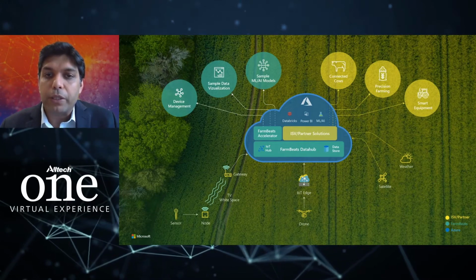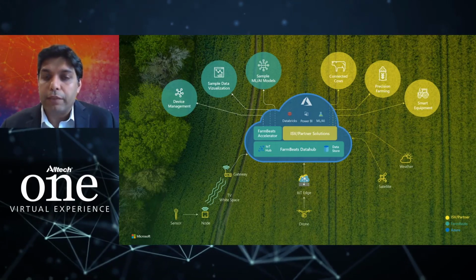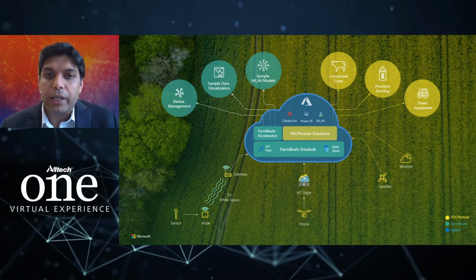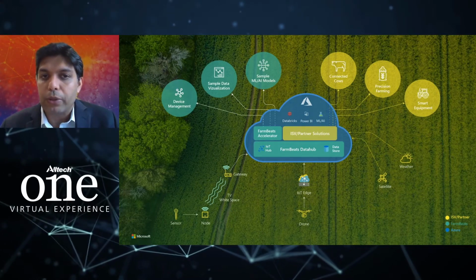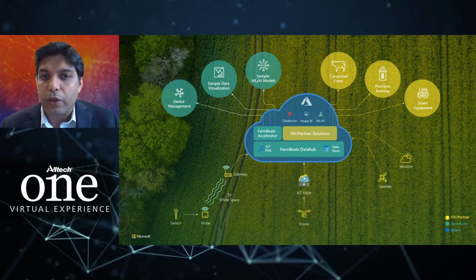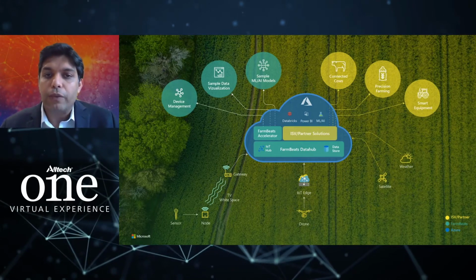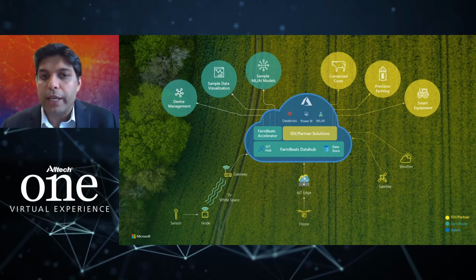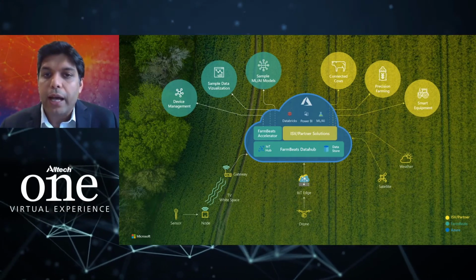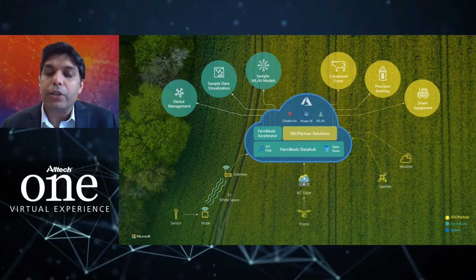The way FarmBeats works is it's available in Azure Marketplace. Anyone who's using Azure, Microsoft's cloud offering, can go to the Azure Marketplace and install FarmBeats. Once you install FarmBeats, it sets up two resource groups. One is called the Data Hub, the other is the Accelerator. And this runs in your subscription.